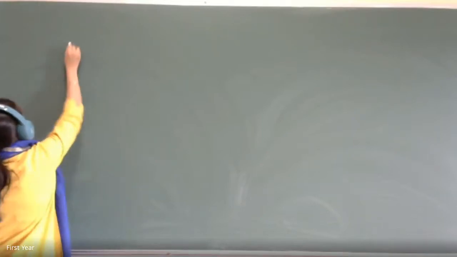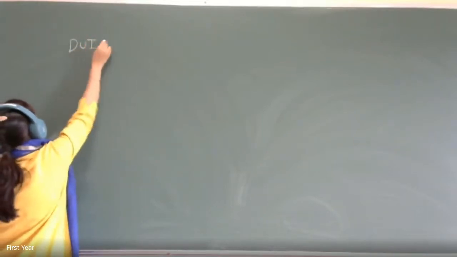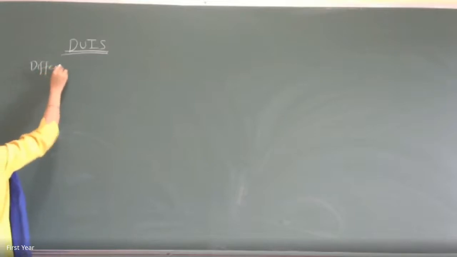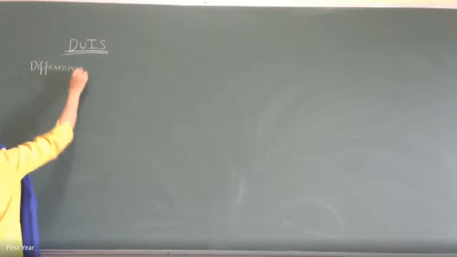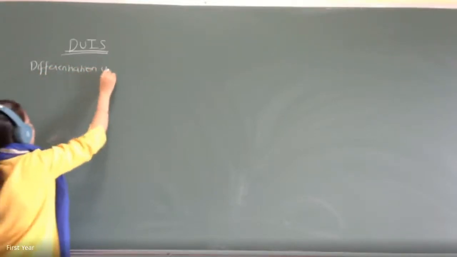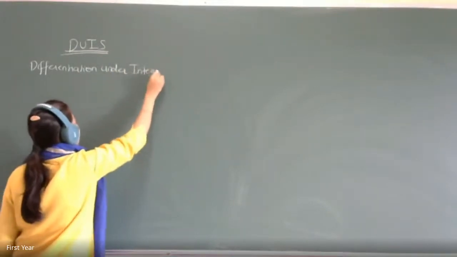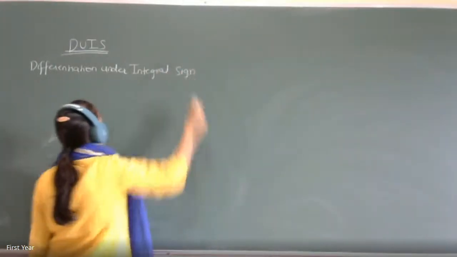So today we are going to start with DUIS, that is differentiation under integral sign. The short form is DUIS, which is differentiation under integral sign. So what do you think this will be?